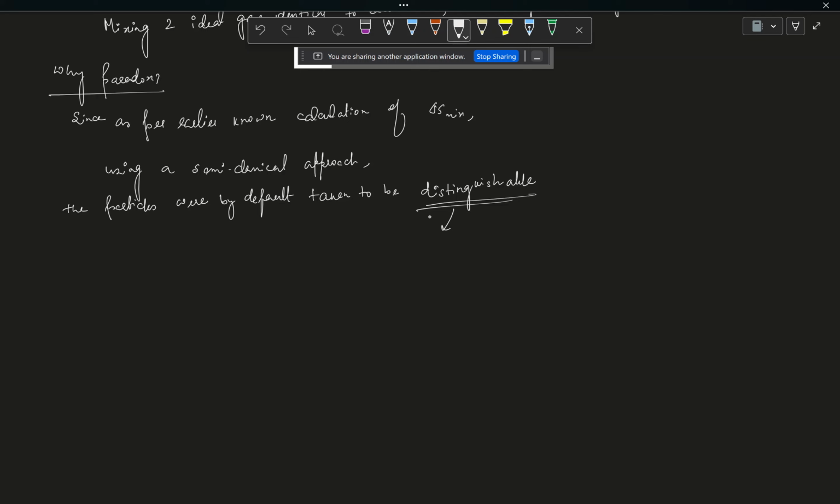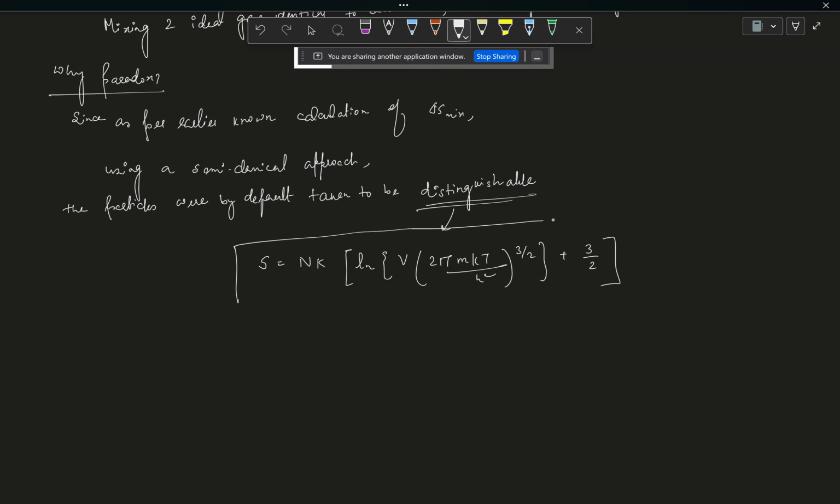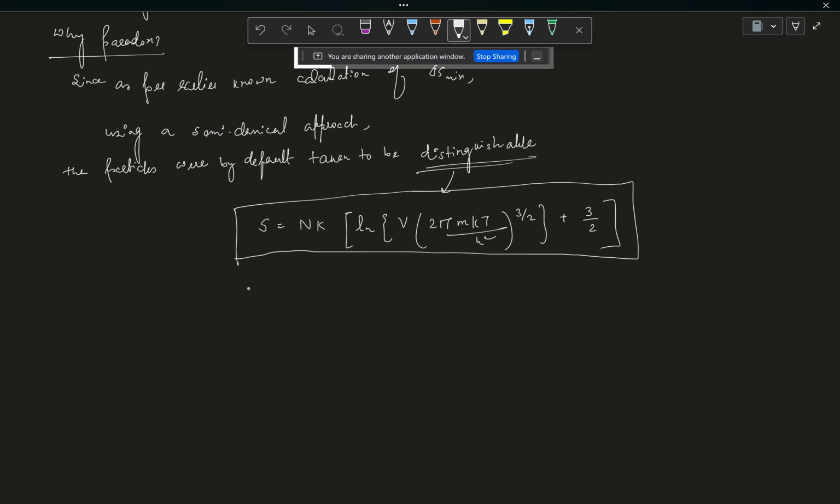But as per the resource, you can find out that when the particles are already taken in the calculation to be distinguishable, the calculation will give you an entropy expression for ideal gases as S equal to nk, where n is the number of moles, k is the Boltzmann constant, times ln of volume times (2 pi mkT by h squared) to the power 3 by 2, this whole thing in the argument of ln, plus 3 by 2. Okay, so this is the entropy expression for an ideal gas when the particles are taken to be distinguishable in nature.